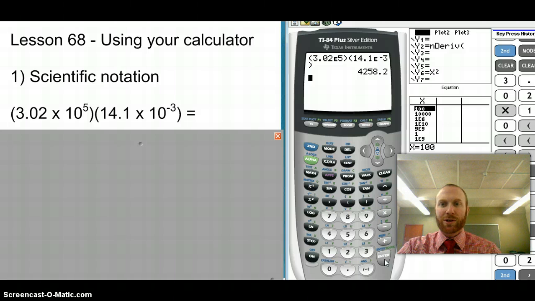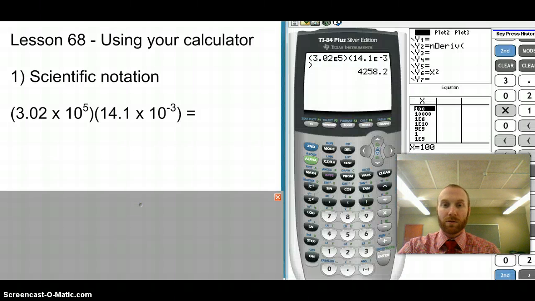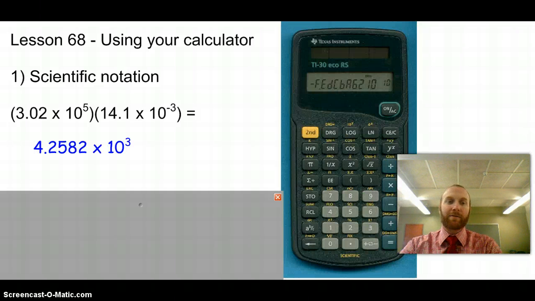This particular answer is actually not written in scientific notation, as it turns out. If a question is starting in scientific notation, it should be ending in scientific notation. So if I write 4,258.2, I would be rewriting this answer as exactly 4.2582 times 10 to the third. You can multiply or divide with scientific notation on your calculator. You need to be able to know how to do those. Again, the big button here is this EE button. All right, moving on.